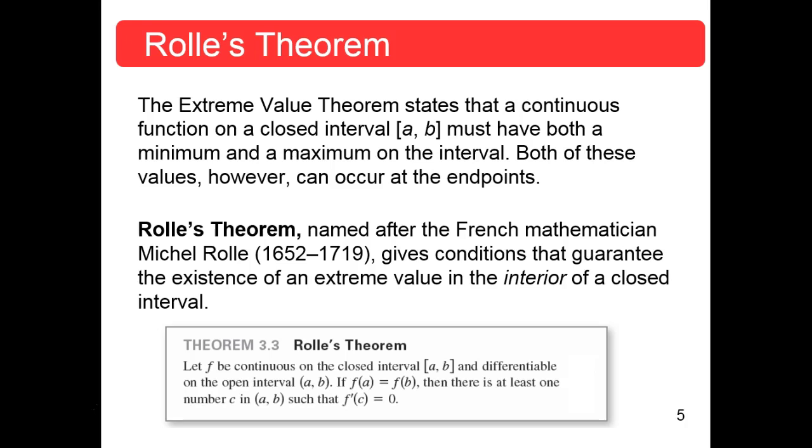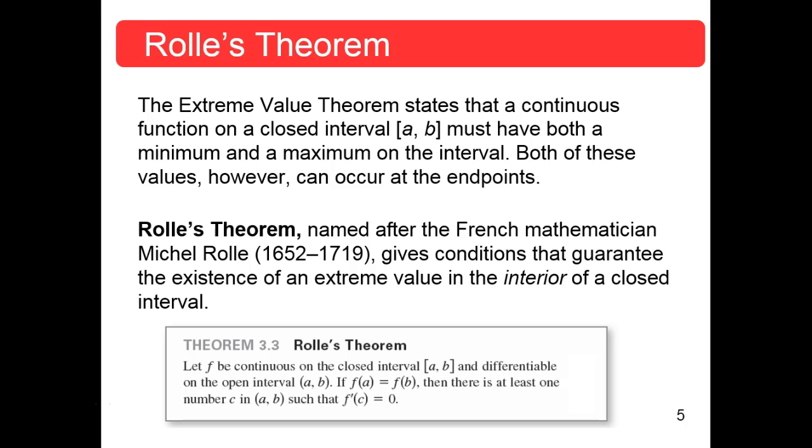Way back, way back. This gives the conditions that guarantee the existence of an extreme value in the interior of a closed interval. Meaning we're going to exclude the endpoints. So we're going to guarantee the existence of an extreme value in the interior of a closed interval. If f is a continuous function on the closed interval a to b, and differentiable on the open interval a to b, doesn't have to be differentiable at a or b.